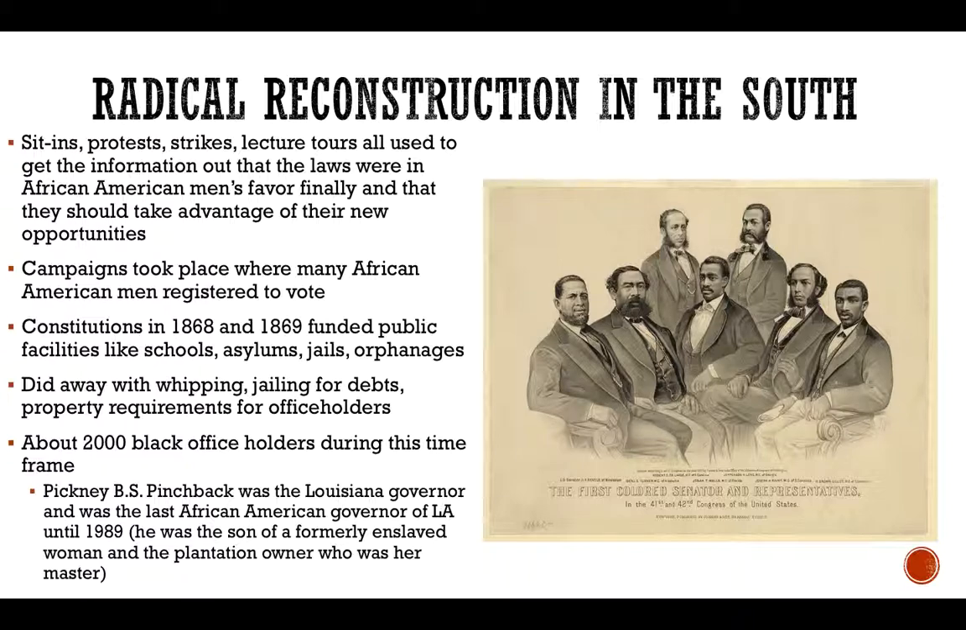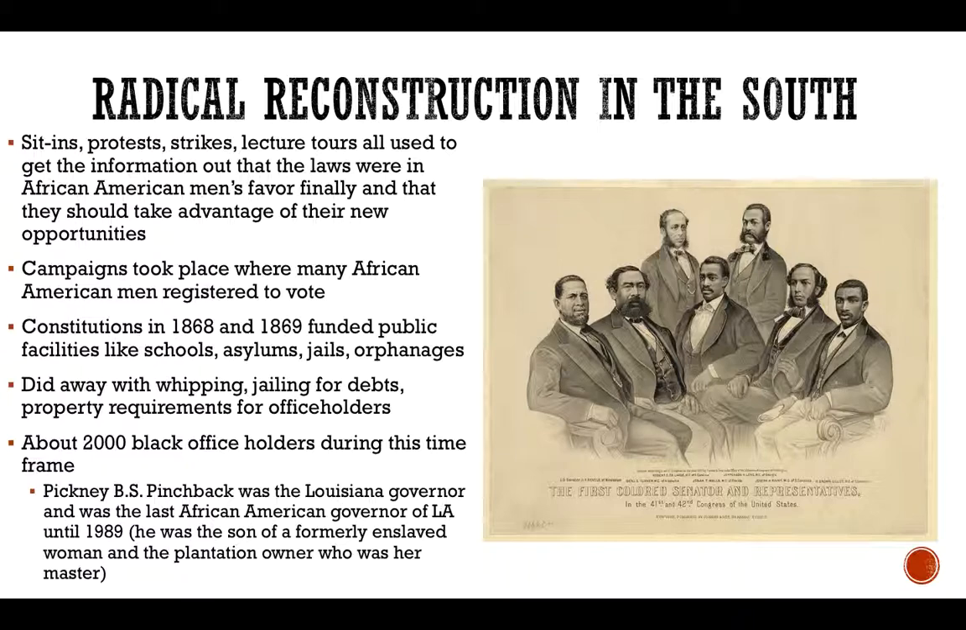Radical Reconstruction in the South looked like many different things. So it included sit-ins, protests, strikes, and lecture tours. And they used all of these tactics in order to get information out that the laws were in African American men's favor finally, and that they should take advantage of these new opportunities. So you can see this picture on the right here is the first, what it says is the first colored senator and representatives. So these are the first African American participants in government at the higher levels in the United States.